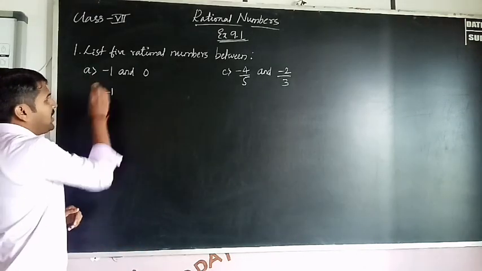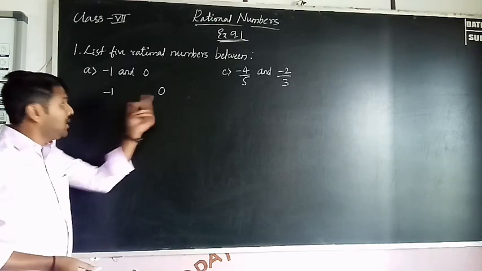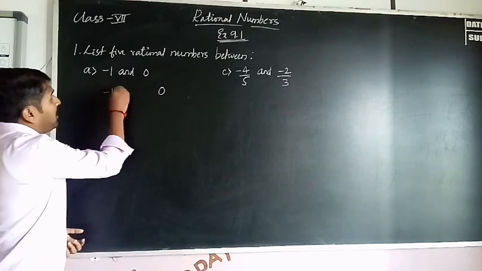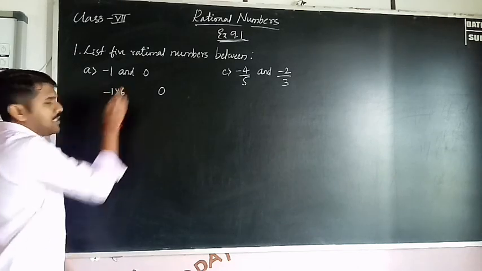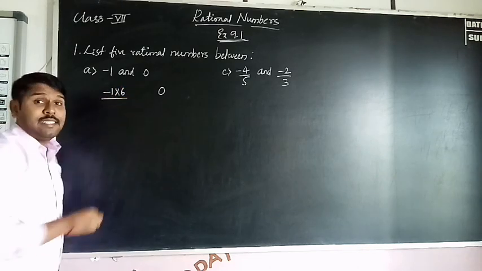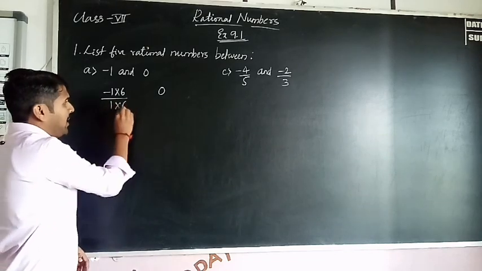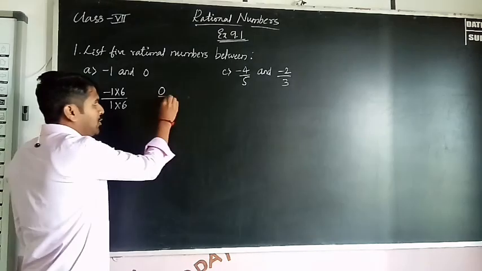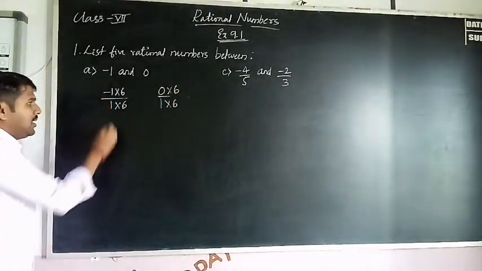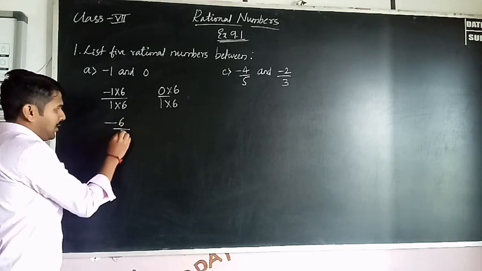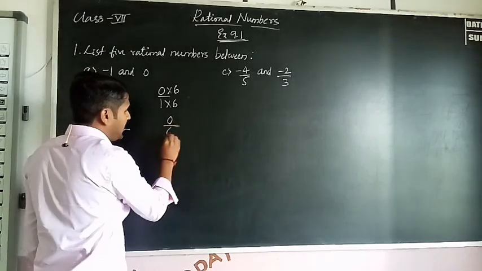So here minus 1 is there, here 0 is there. So multiply any number to both the numbers. They ask for 5 rational numbers, isn't it? So multiply it by 6. Then we will get 6 rational numbers. So here also 1 is there, multiply with 6. So what will we get as the answer? Minus 6 by 6. So here 0 by 6.